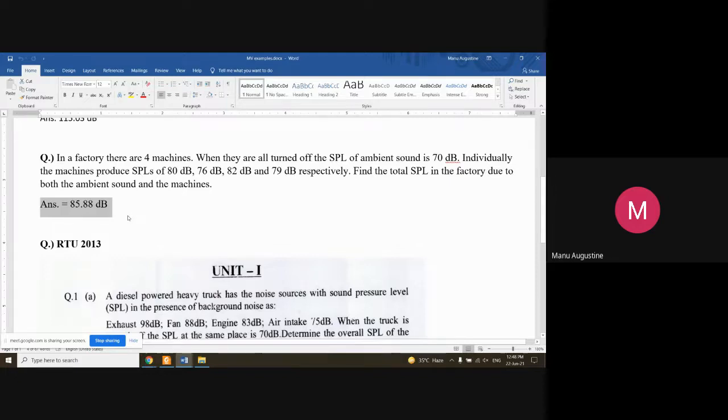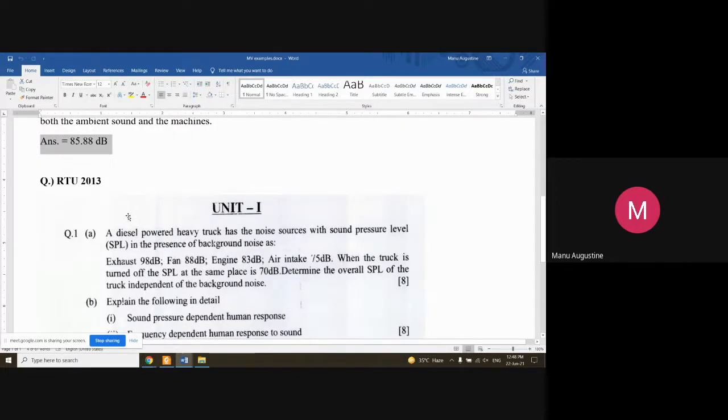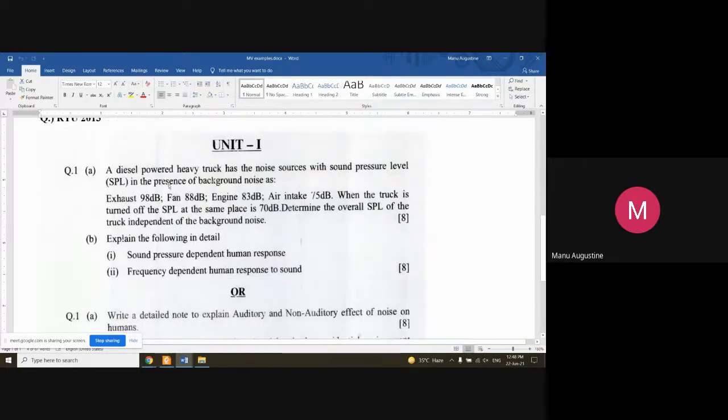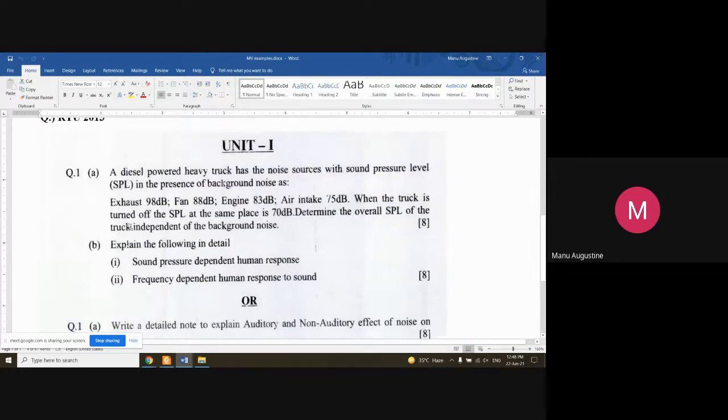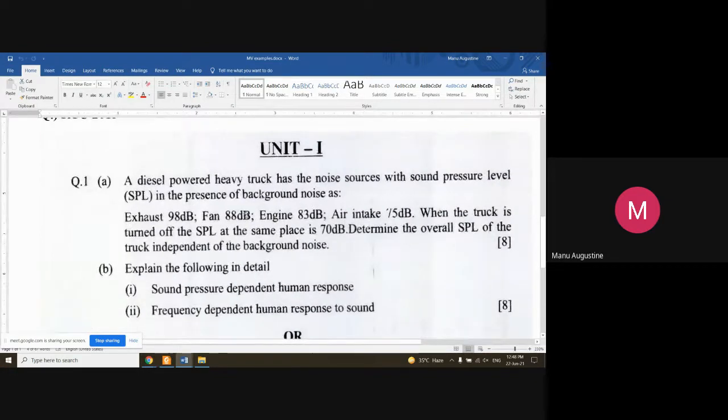Now let us try to solve a problem that appeared in your RTO exams, and similar problems keep on appearing in your RTO exam again and again. Now, this is slightly different from what we have done till now. Although the formulae and mechanism are the same, a diesel powered heavy truck has the noise sources with sound pressure level in the presence of background noise as follows.